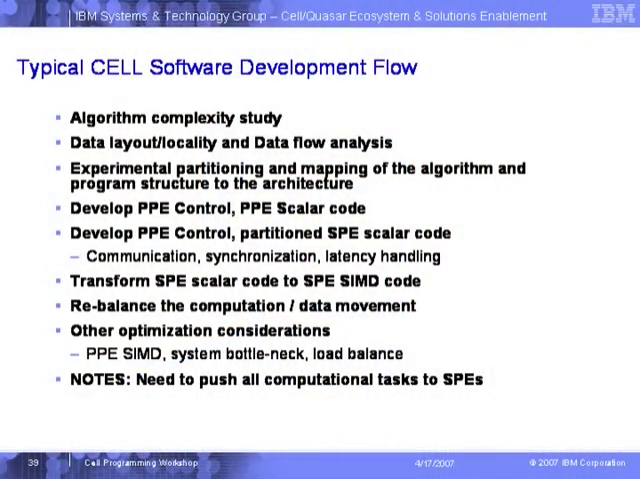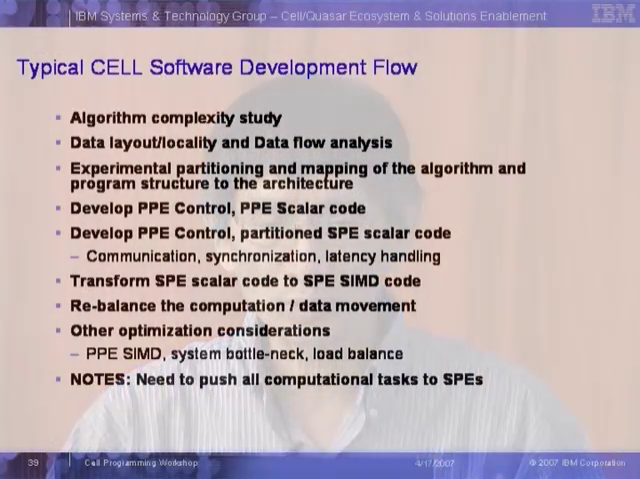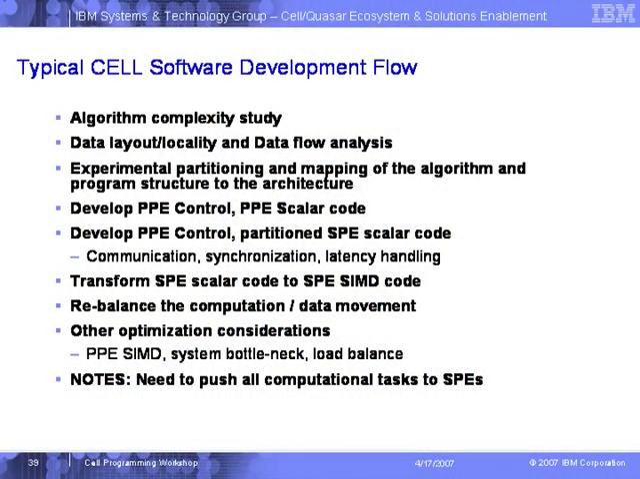However, then we said that now we have a PPE, we have an SPE. Let's take a look at the PPE program. We develop some PPE control, right? And then we said that, okay, let the first code be the scalar code. Develop that code on the PPE as scalar code. And then we have a set of scalar code now. We say that let's partition that scalar code down to the SPE.